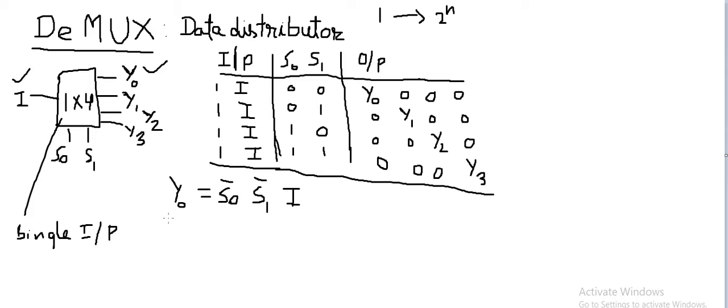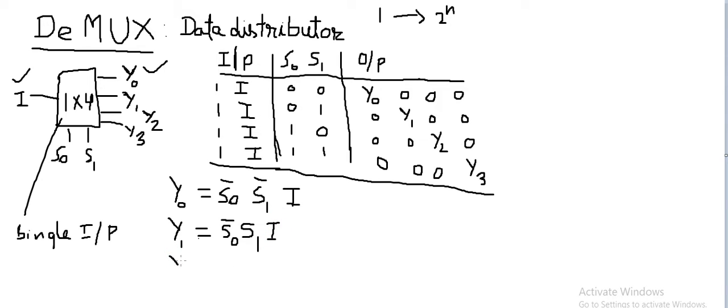And for Y1, because here we have the 4 outputs, we have to write the four Boolean functions for each of the outputs: Y0, Y1, Y2 and Y3. So for Y1 it will be S0 complement, because S0 is 0, so we take the complement, and then S1, right? So here we write S1 and then I, which will be the same for all the outputs, right?